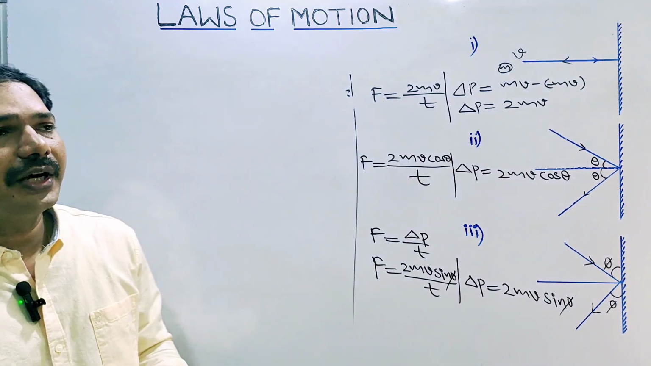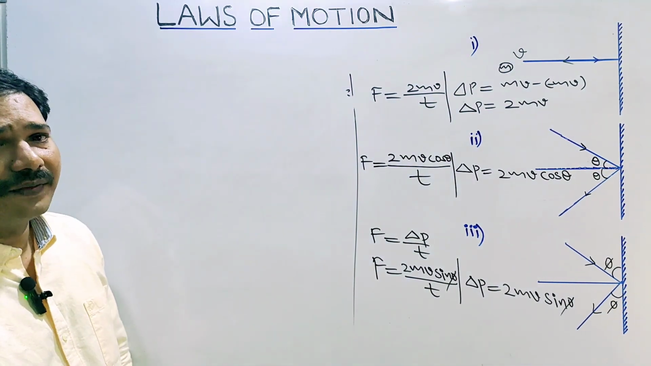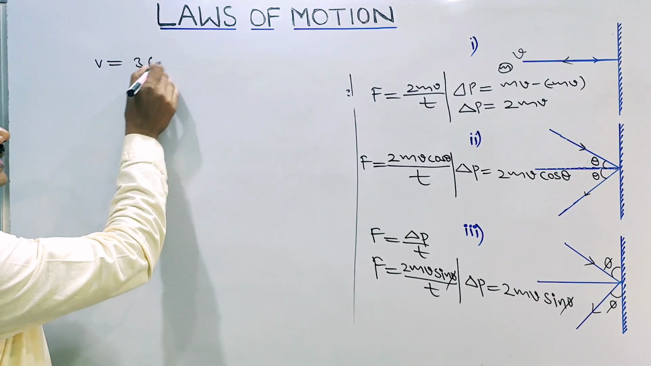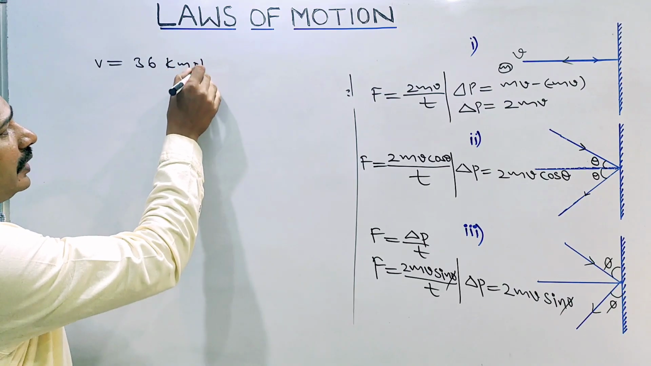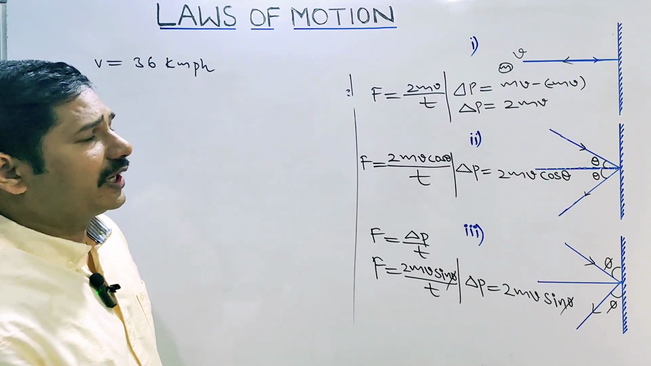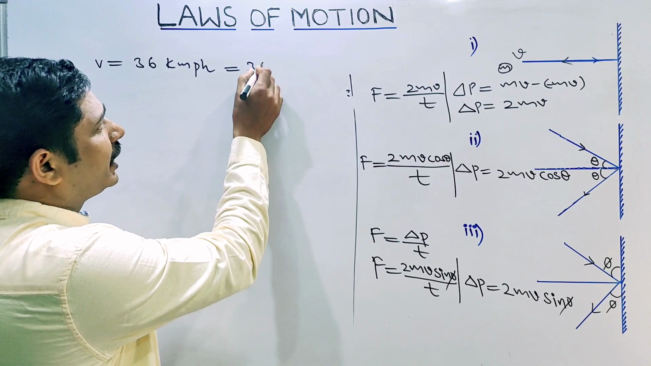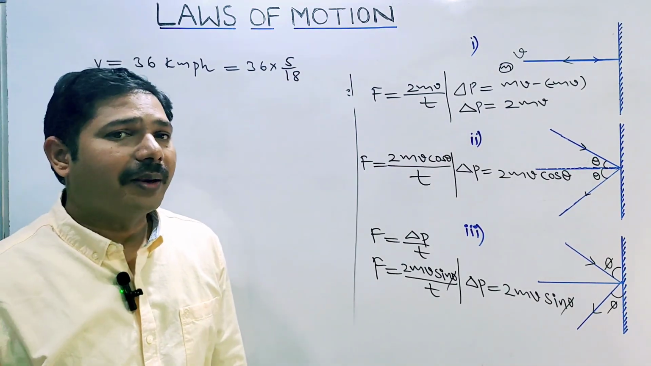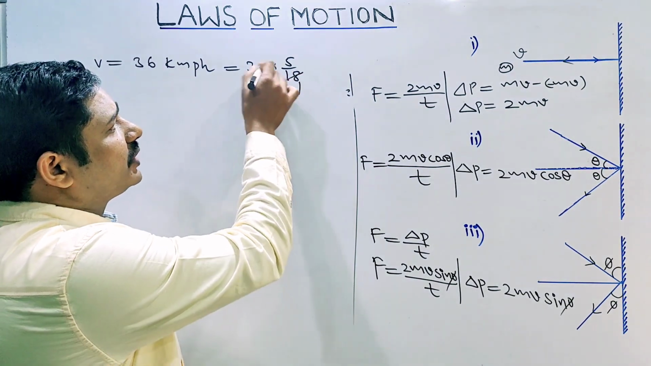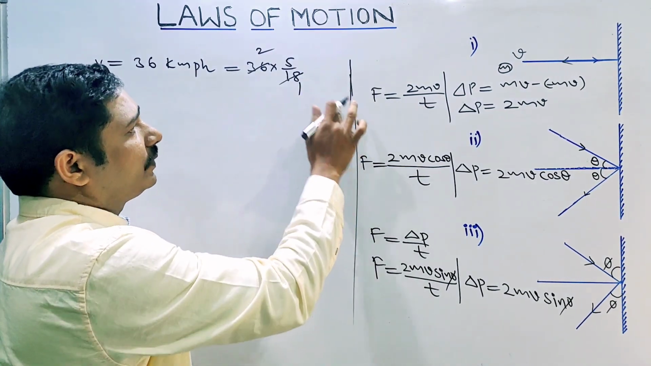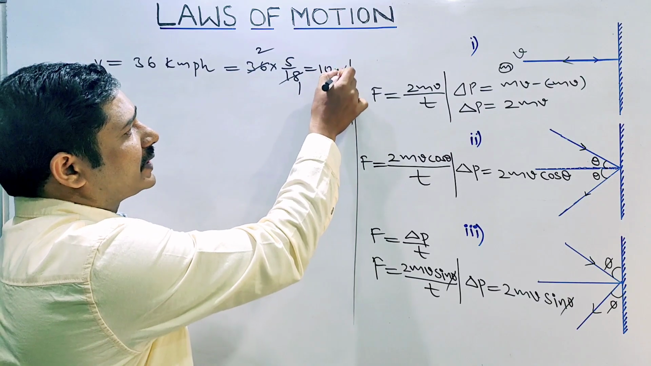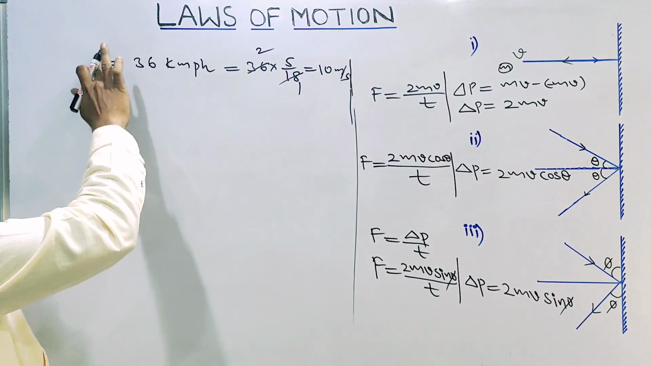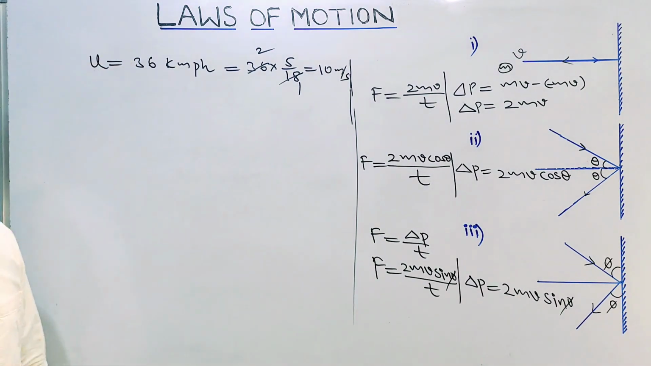Here the speed of the vehicle is given: v equal to 36 kilometer per hour. We have to convert it to meter per second. We know that to convert kilometer per hour to meter per second, we multiply by 5 by 18. So 18 1 ja 18 2 ja, so we get 10 meter per second. The speed of the vehicle is 10 meter per second, so this is the initial speed, we can take it as u.